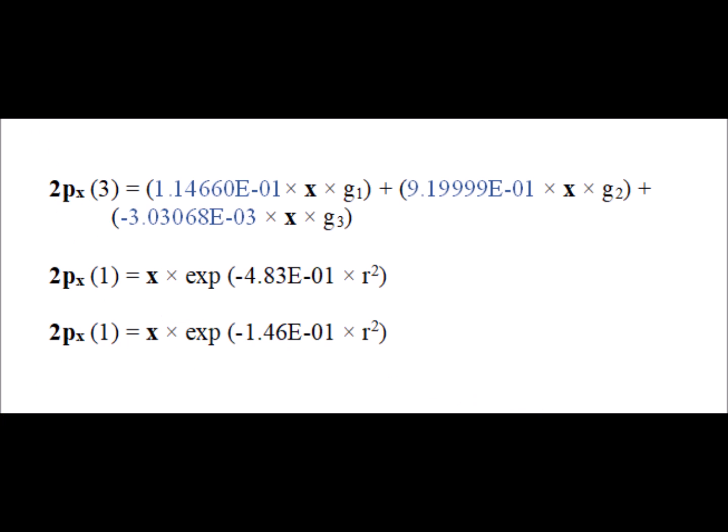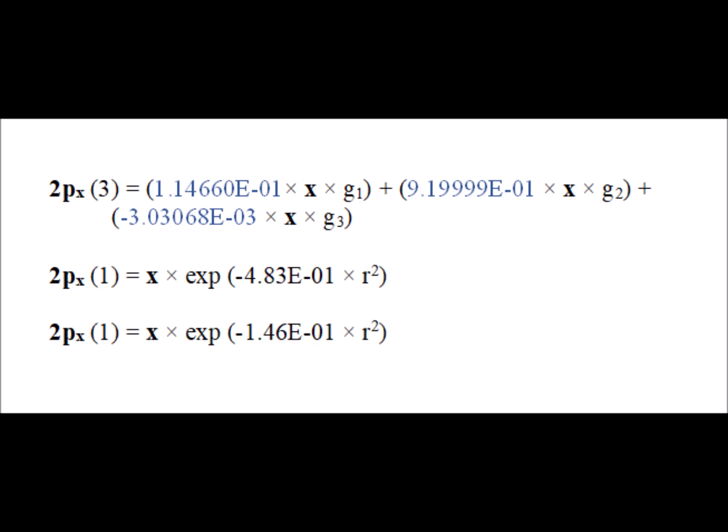Recall that in the valence shell, each of the valence orbitals, whether 2s or 2p, are going to be modeled by three different functions. The first function consisting of a linear combination of three Gaussians. The second and third functions each being a single Gaussian.